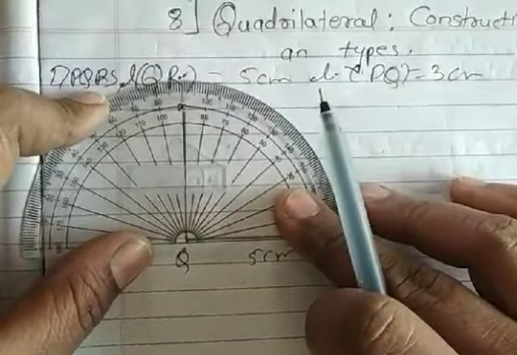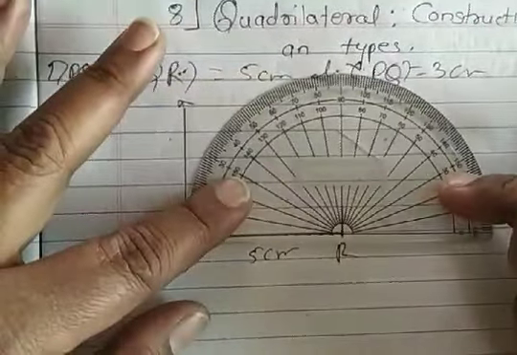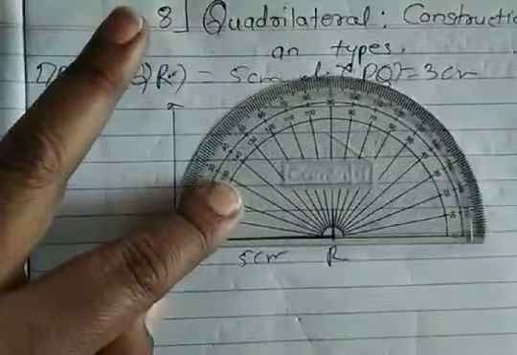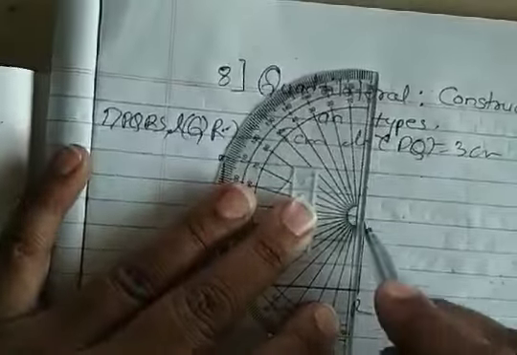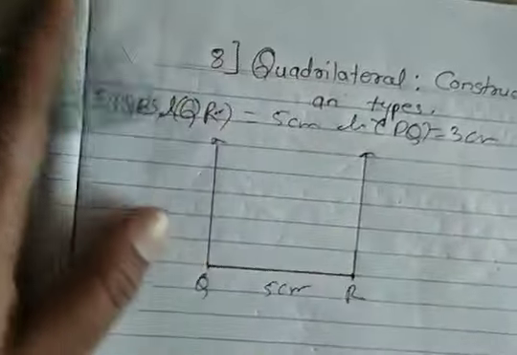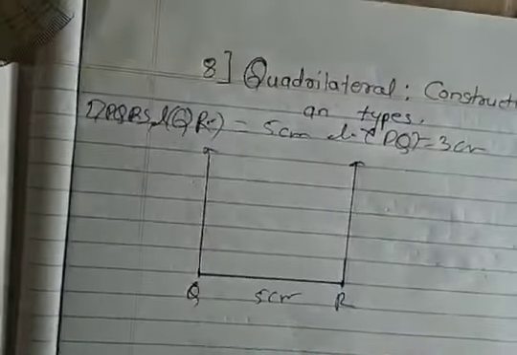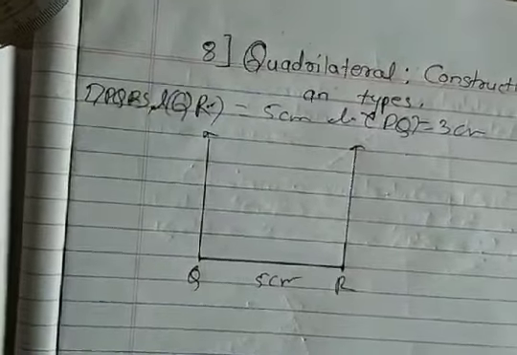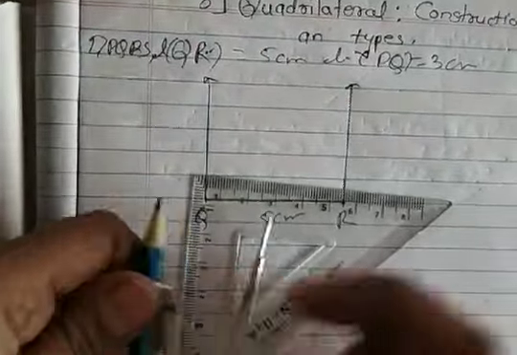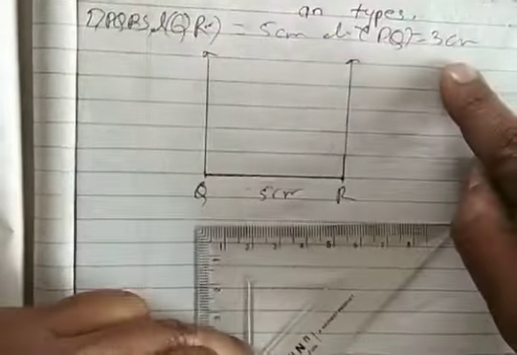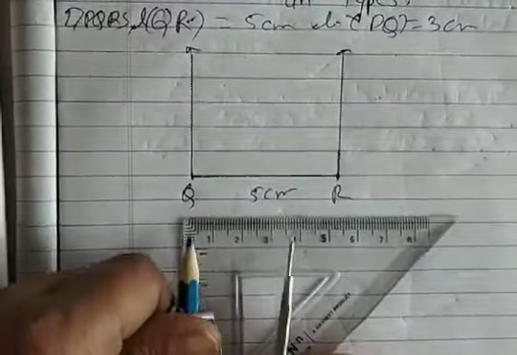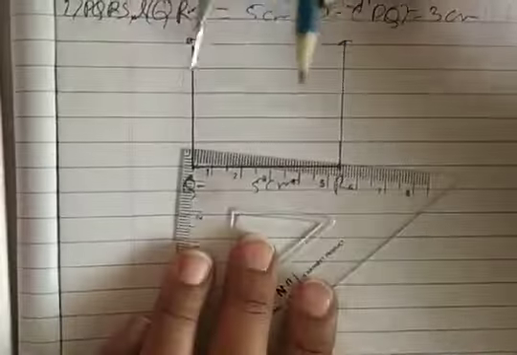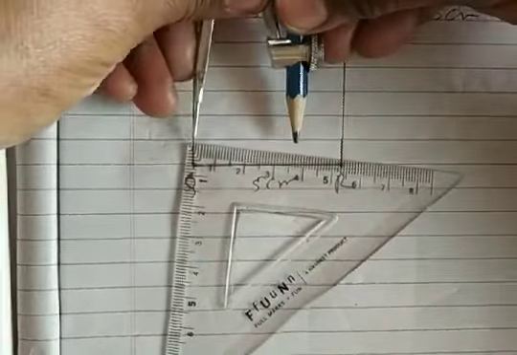See here, all of you. Then angle R I will also take as 90 degrees. So this is the 90 degree angle mark I have taken here, and then join this. Then we have to take the measure of 3 cm in our compass, because here PQ I have taken as 3 cm. So 3 cm distance we have to take in our compass. See here, all of you, take a distance of 3 cm in a compass.